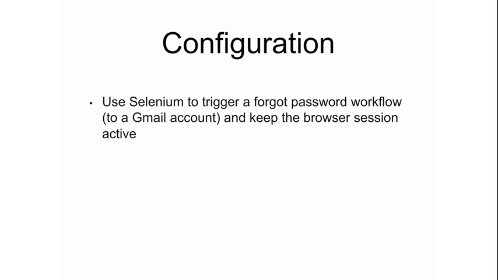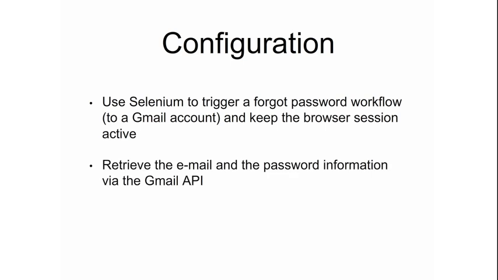You can use Selenium to trigger the forgot password workflow. Open up a browser, click the link, and if you send it to something like a Gmail account, you can have the Selenium session stay active and just stay idle off to the side. Then you could use an API to retrieve the information out of an email account. If it's Gmail, for example, there's a Gmail API.